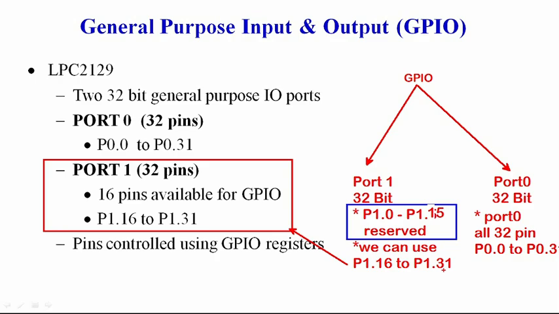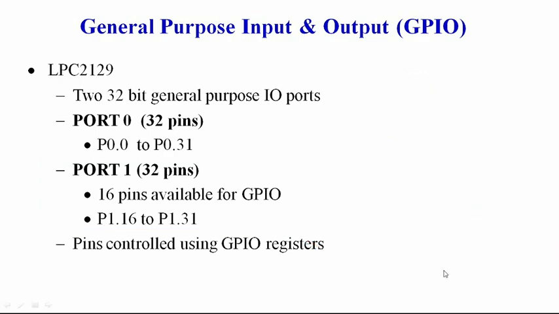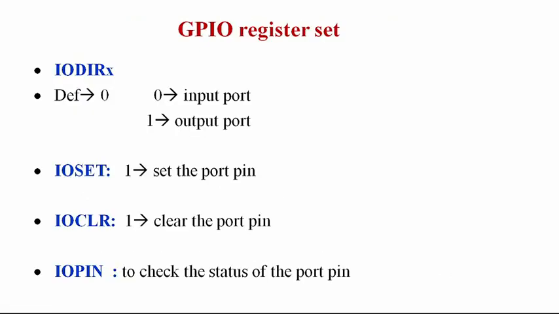Now I will take you to the registers which are available in GPIO. Let us move to the register part. So guys, in our GPIO section we have totally 4 registers: one is called IODIR, one is called IOSET, and IOCLR and IOPIN. There are 4 registers. The functionality is very simple, so we will understand one by one.